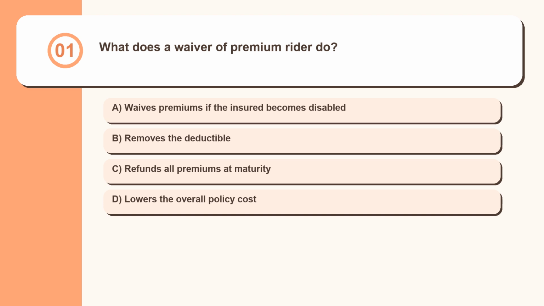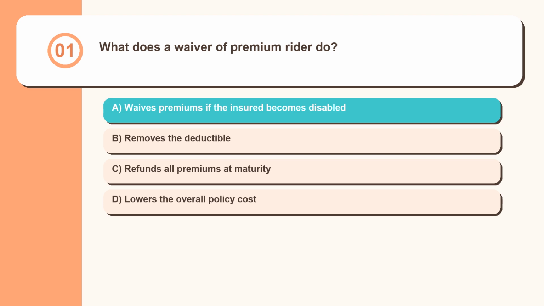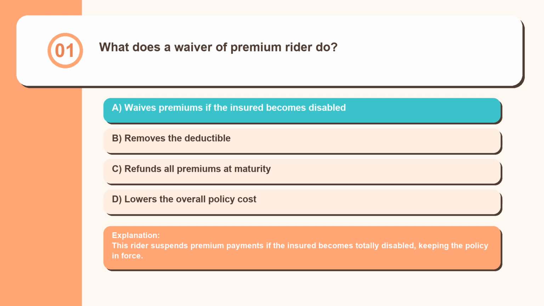Question 1. What does a waiver of premium rider do? Waives premiums if the insured becomes disabled, removes the deductible, refunds all premiums at maturity, lowers the overall policy cost. This rider suspends premium payments if the insured becomes totally disabled, keeping the policy in force.